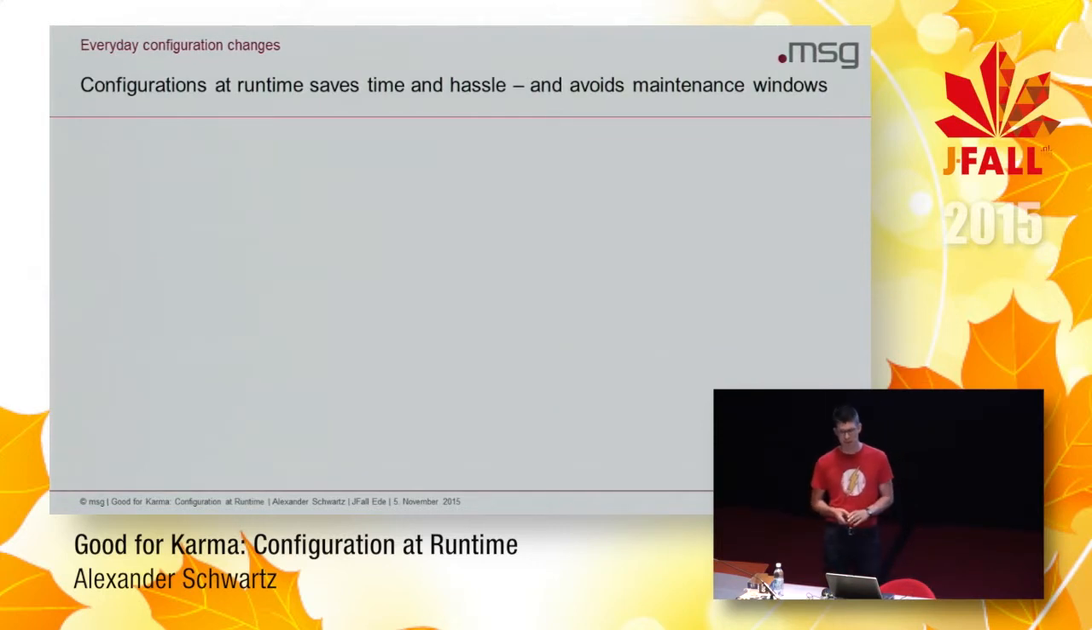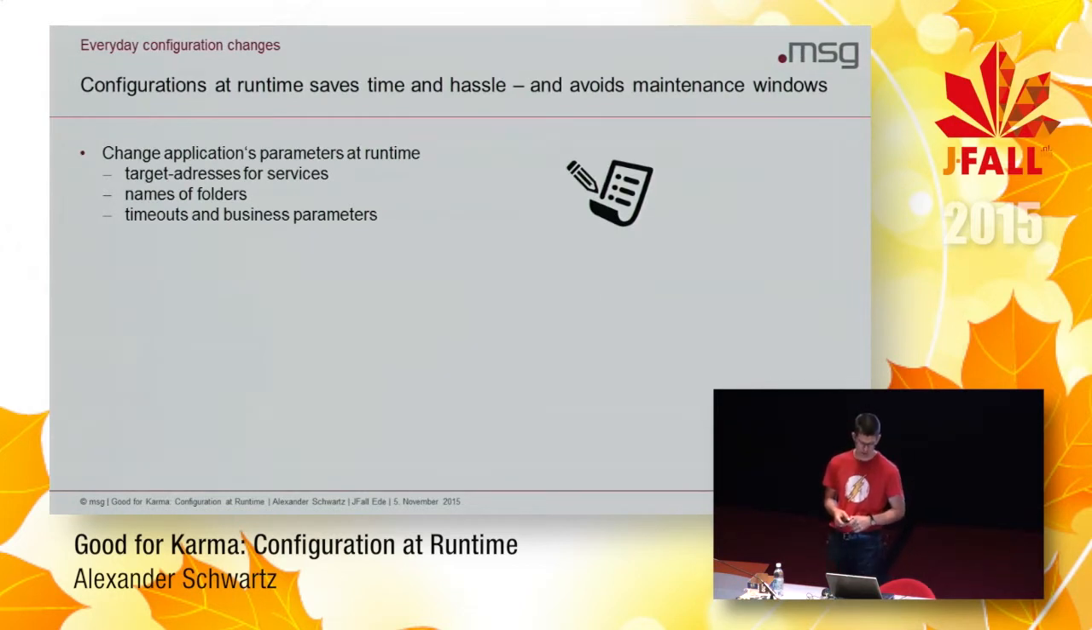So let's find something better for this. We want to do these configuration changes basically at runtime. We don't want to have a maintenance window. We want to save this time and have no hassles. I present 3 groups and also 3 tools for these 3 groups. We want to change application parameters at runtime. It might be a target address, a really technical configuration where this database resides, with an IP address or a URL. It might be a folder where we store the output of our application in a nightly batch. It might be timeouts or business parameters for an interface. All of that we want to change at runtime.